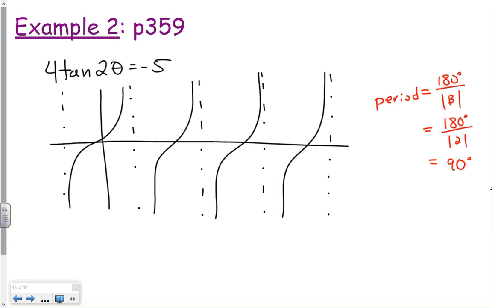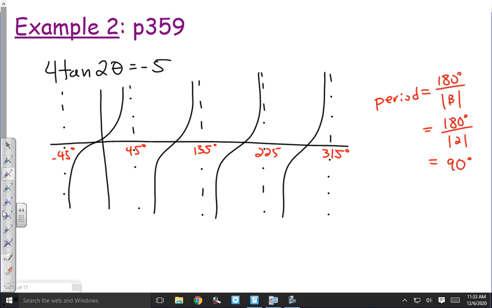You need to figure out what the period of your function is, and then you can sketch in these key values. So since the period is 90 degrees, that means these first vertical asymptotes that I see here must go from negative 45 to positive 45, so that the distance between them is 90 degrees, and that 0 is right in the middle of those. And then we can add 90 onto that. This is at 135. Add 90 onto that. We got 225, and then 315, and so forth. All right, so we know where these vertical asymptotes are. All right, we're trying to set this equal to a value of negative 5. So let's mark our negative 5. We'll put it down here somewhere.